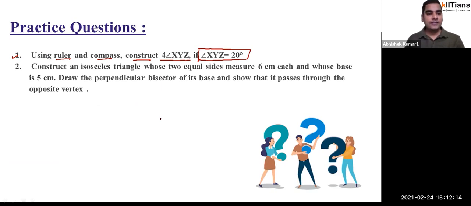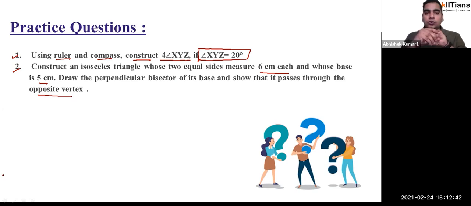And after that, the second is: construct an isosceles triangle whose two equal sides measure 6 centimeter each and whose base is this, and draw the perpendicular bisector of the base and show that it passes through the opposite vertex. You have to try these two problems as homework. In case you are not able to do these two problems or you get stuck anywhere, feel free to get in touch with your Ask IITians expert here. She will definitely help you out.